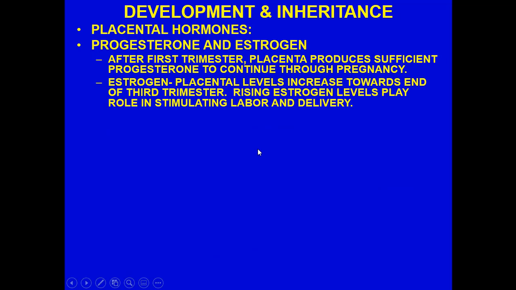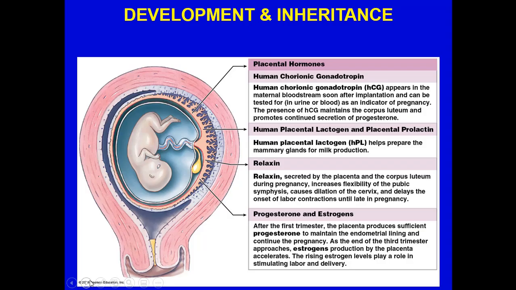Finally, in the placental hormones, we have to bring up progesterone and estrogen. After the first trimester, the placenta produces sufficient progesterone to continue throughout the pregnancy. Estrogen, the placental levels increase toward the end of the third trimester. The rising estrogen levels play a role in stimulating labor and delivery. And as you can see demonstrated in this chart, this is helpful for you in reviewing.